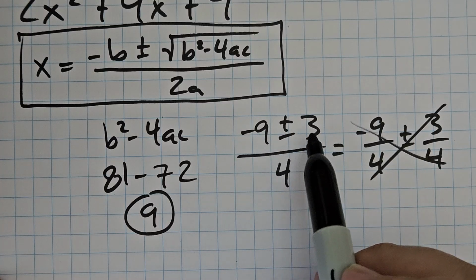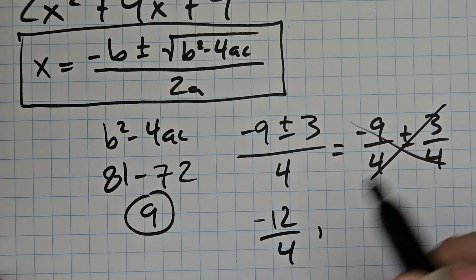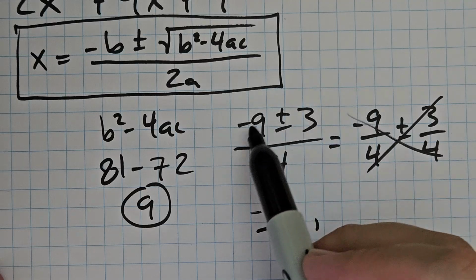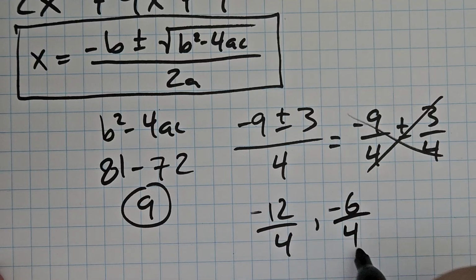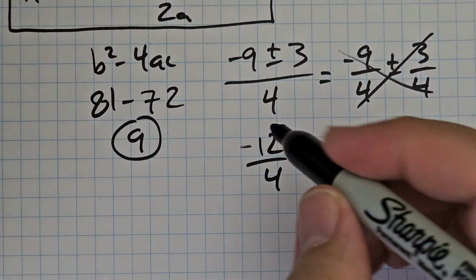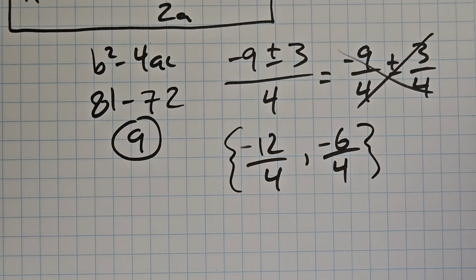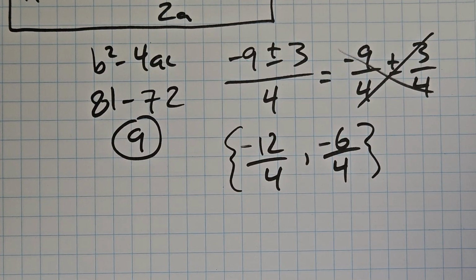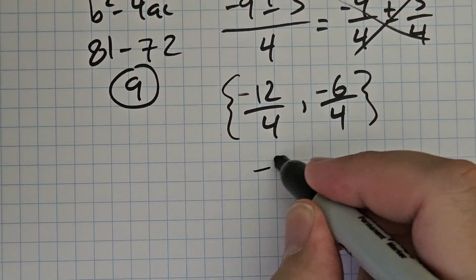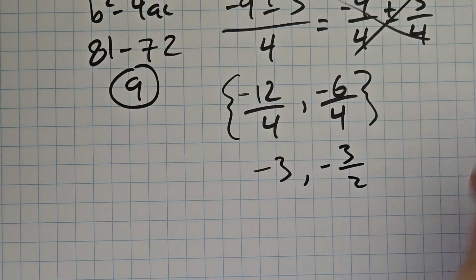So negative 9 minus 3 is negative 12. And negative 9 plus 3 is negative 6. And this is going to reduce. These are solutions right now, although we're not solving. These are zeros. Talk about that in the future. This one's going to reduce to negative 3, and this one's going to reduce to negative 3 over 2.